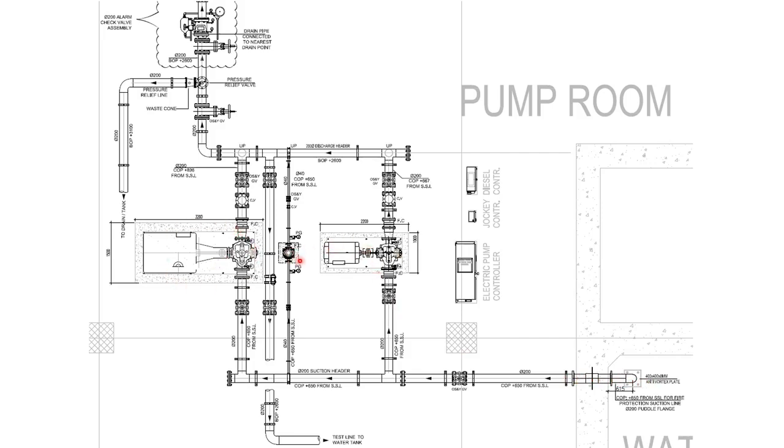Here you can see the suction header is connected to the suction line for each pump, and the discharge header with all these valves is connected to the discharge header, and this line is going to the main network through the alarm check valve assembly.